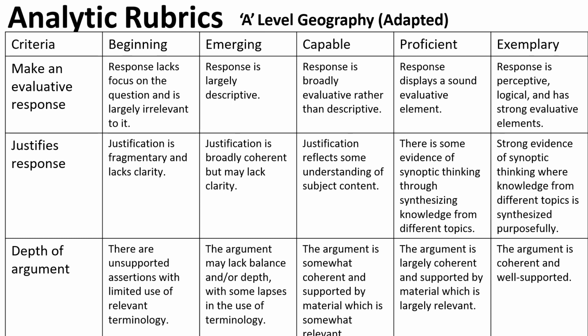For example, in the case of the criterion of justifying the evaluative response, at the beginning level, it starts with the justification being fragmentary and lacking clarity. At the higher emerging level, the +1 is that now it is broadly coherent, but may still have issues with clarity. At the next higher level, the capable level, the issues with coherence and clarity are somewhat addressed. At the next higher level, the proficient level, there's evidence of synoptic thinking through synthesizing knowledge from different topics.